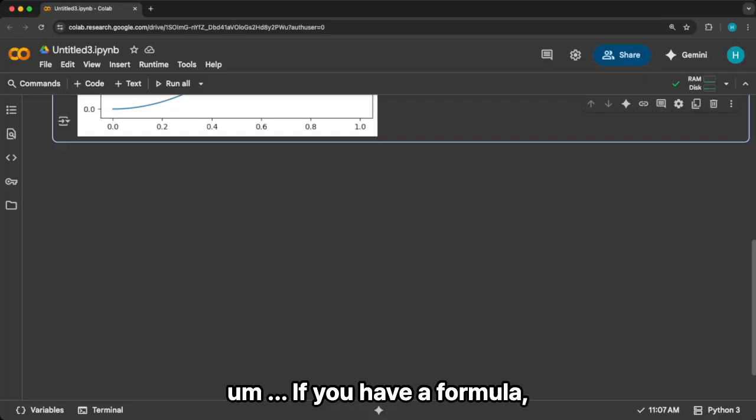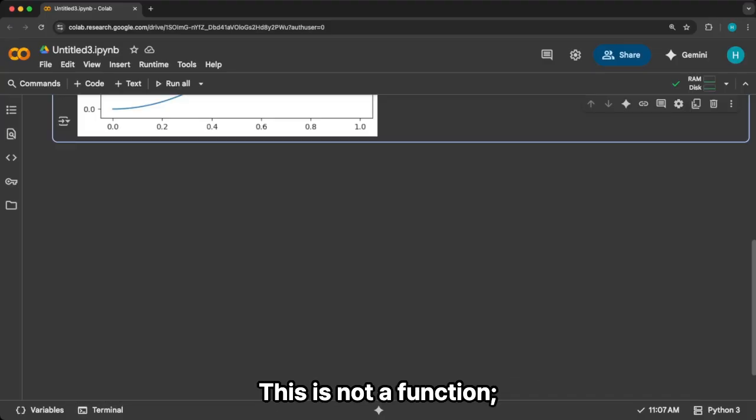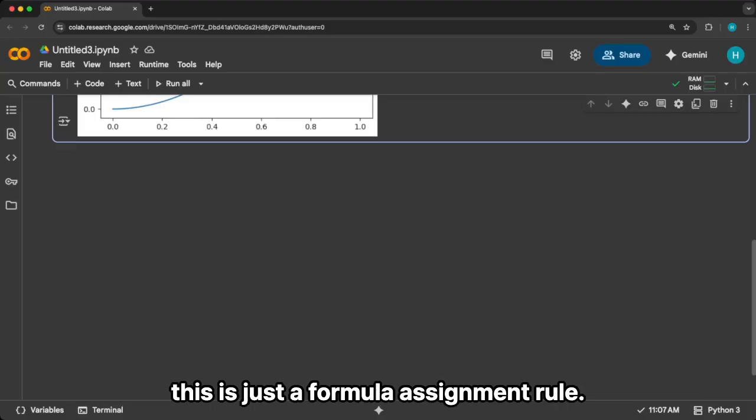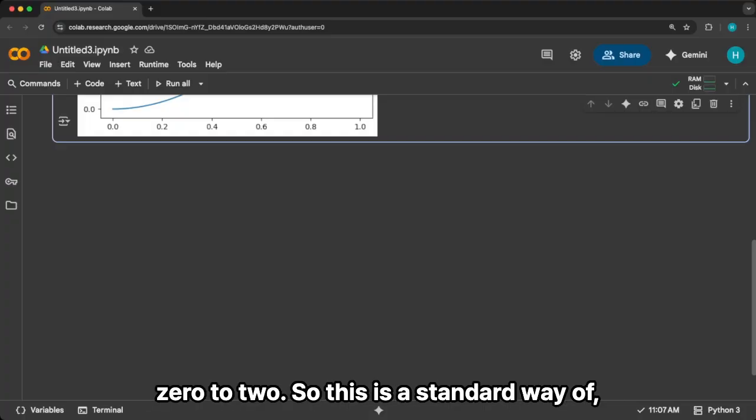And again, if you have a formula, you always need to find the domain to define a function. This is not a function. This is just the formula, assignment rule. Let's say our domain of function is -1 to 1, 0 to 2.